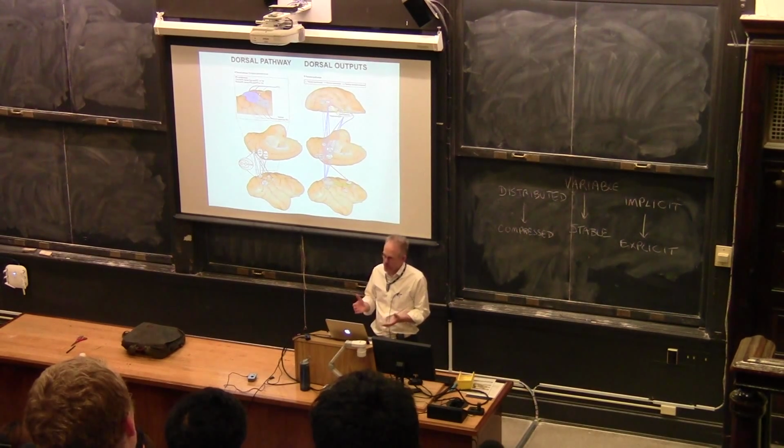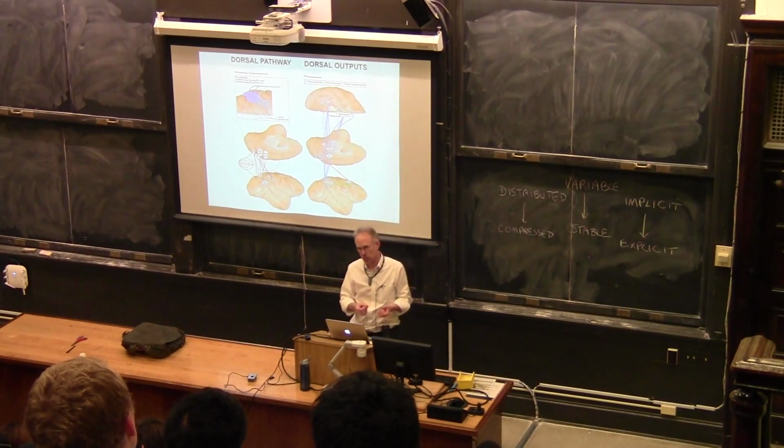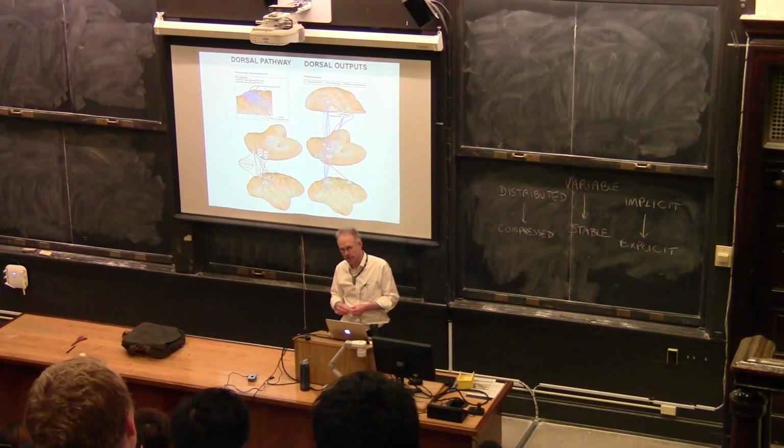And finally, a major aspect of dorsal pathway processing is to transform visual information from the original eye-centered coordinates into coordinate systems that are relevant to particular tasks.